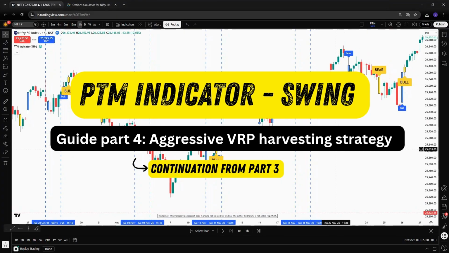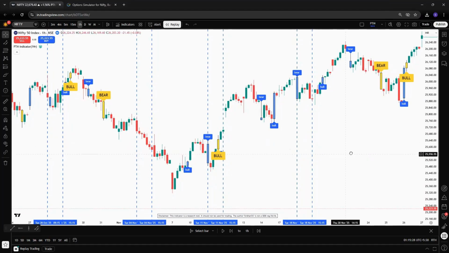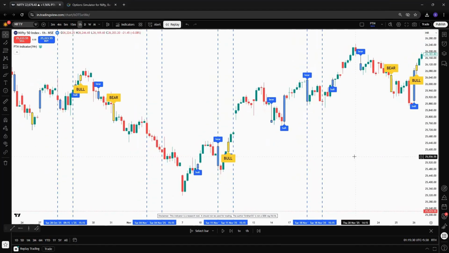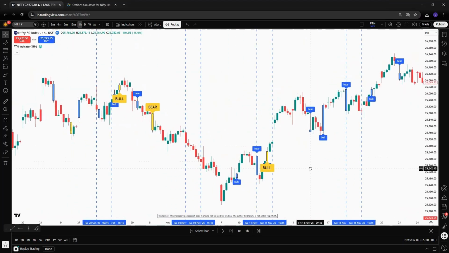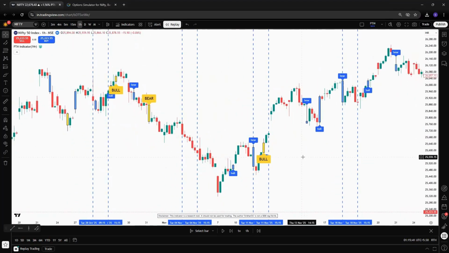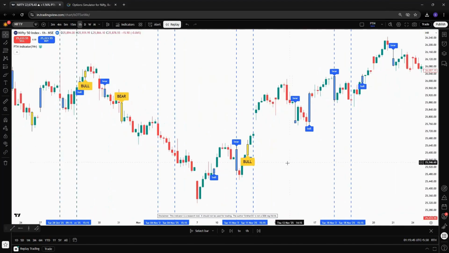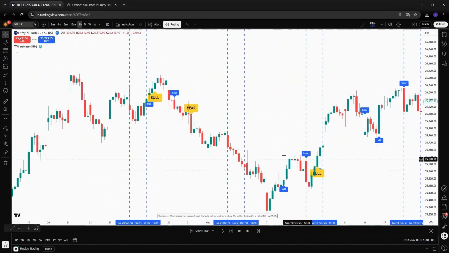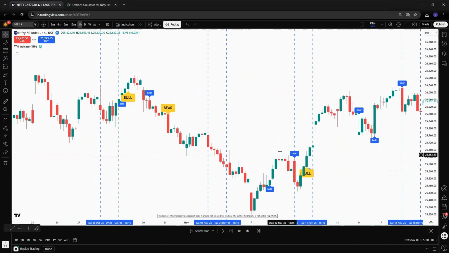Standard disclaimer again, I'm not a SEBI registered analyst. Whatever strategies I'm discussing here, these are my own personal side strategies. I am only sharing it here for educational purposes so that you can learn. The PTM indicator itself will not make you profitable. You have to make your own strategies, follow your own discipline. This indicator does not give you any entry, SL, exit. You have to make them on your own.